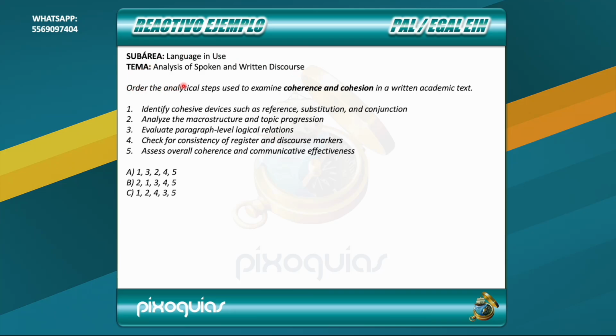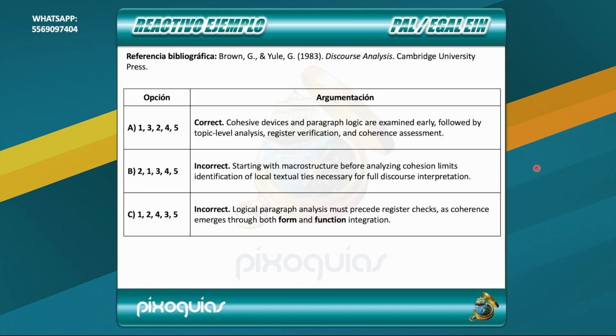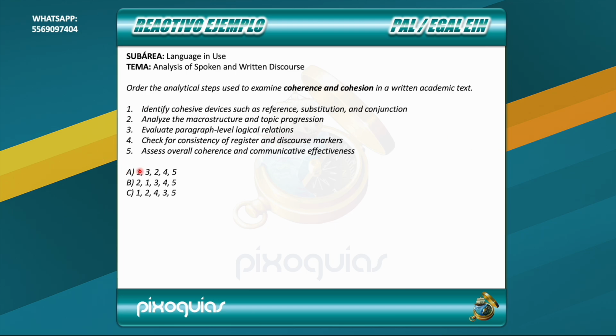And finally, we can see this exercise from the topic Analysis of Spoken and Written Discourse. Order the analytical steps used to examine coherence and cohesion in a written academic text. Correct answer is A. It is 1, 3, 2, 4, and 5. Let's check it out.